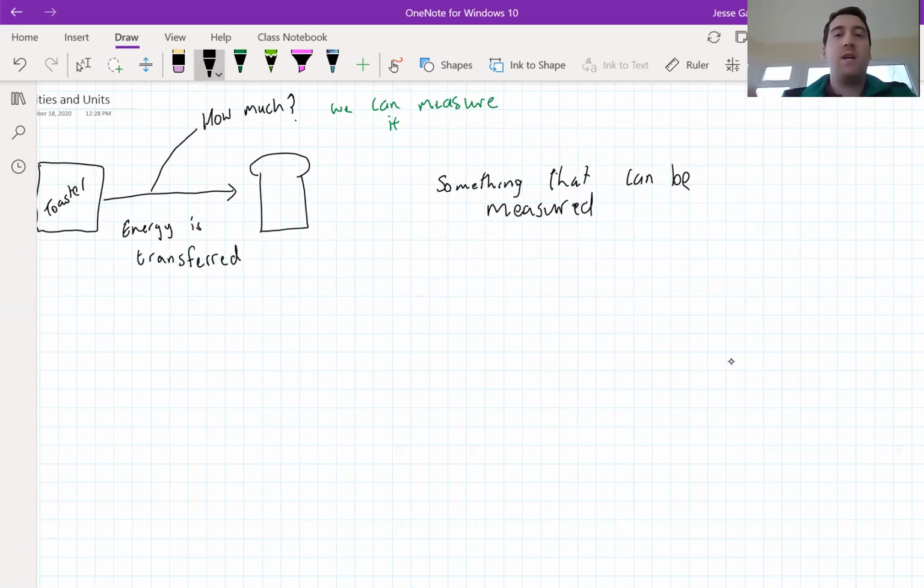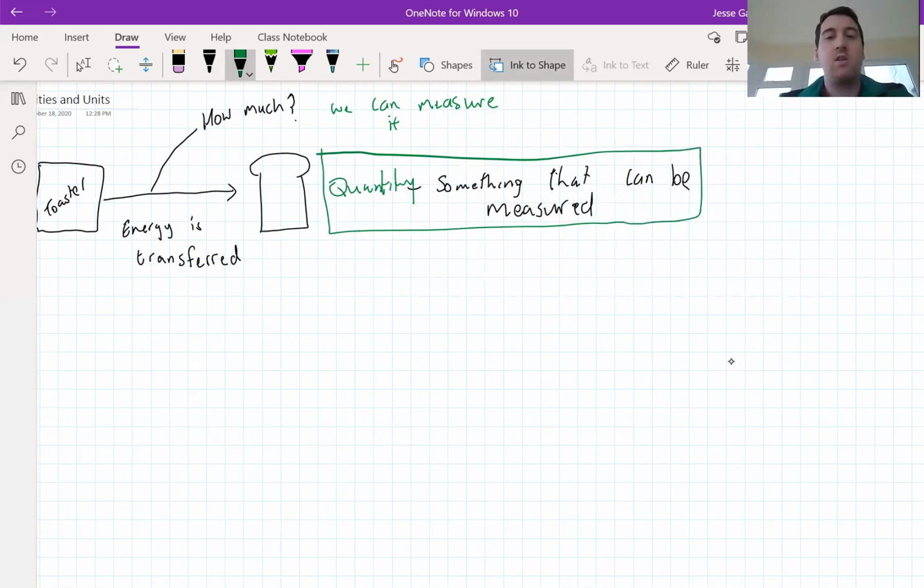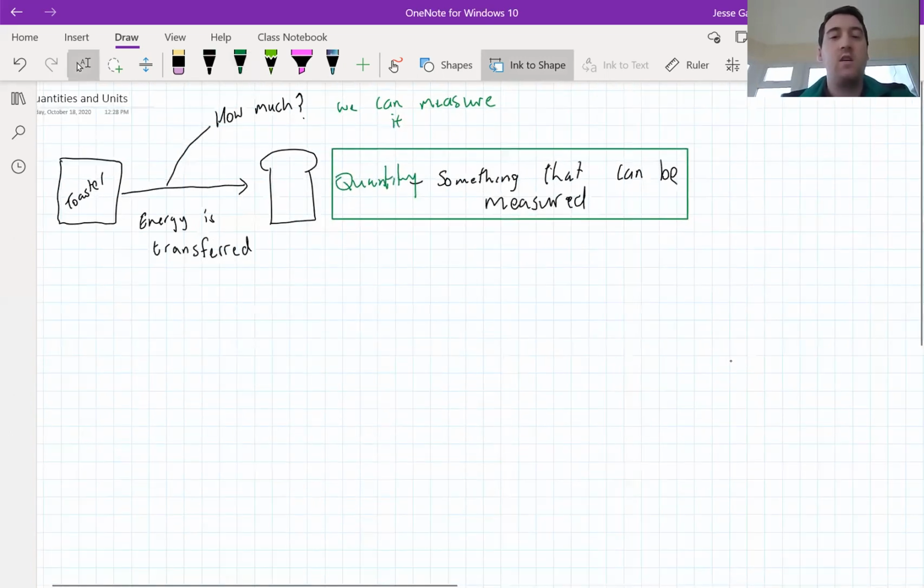Something that can be measured in science, we call a quantity. So a quantity is something that we can measure, and energy is a quantity. A quantity is something that can be measured. Energy is a quantity. All right, so what I want you to do is pause the video and take down that definition of a quantity. What is a quantity? It's something that can be measured. So pause the video, take that down now, please.